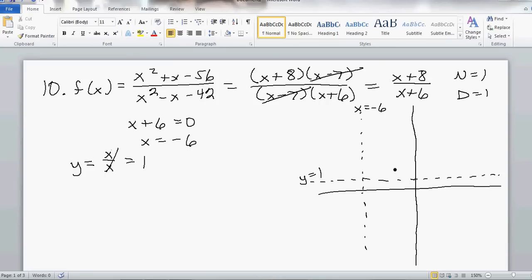So then what we get from here is, let's look at intercepts. F of 0 to find the y-intercept would be 0 plus 8 over 0 plus 6, which equals 8/6, which equals 4/3. So let's see, that's about right there. 0, 4/3 is one of the intercepts.